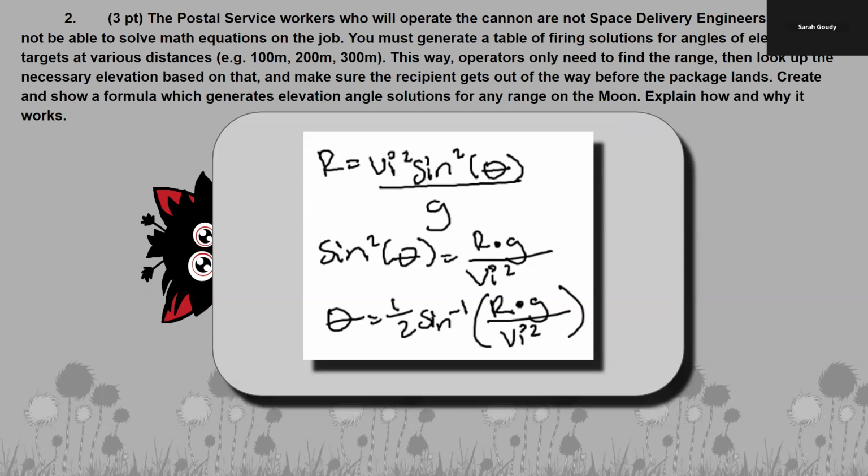To create a formula that generates elevation angle solutions for any range, we can use r equals initial velocity squared times the sine of 2 theta divided by gravity. Rearranged, we get theta equals half of the inverse sine of r times g divided by the initial velocity squared. Note that this only works for our problem because we have zero air resistance. With theta representing our launch angle, we find this by using range times gravity divided by initial velocity squared, which represents the ratio between the gravitational force and the kinetic energy of the projectile, which influences how far it can travel horizontally.